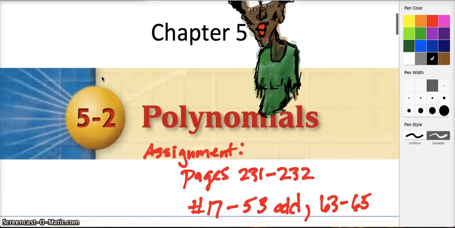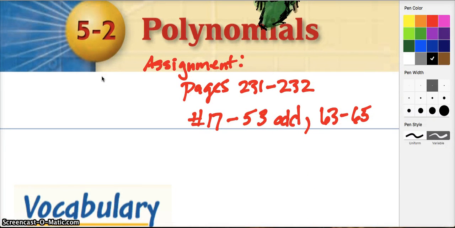So we reached chapter 5 and we are in polynomials. The name of this chapter is called polynomials. So here in section 5.2, we're going to finally figure out what polynomials are.